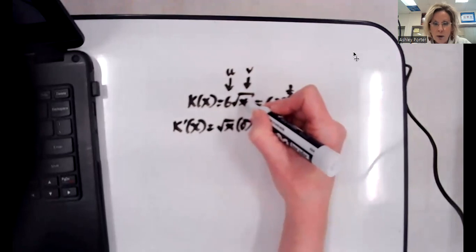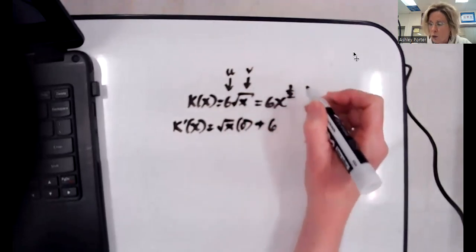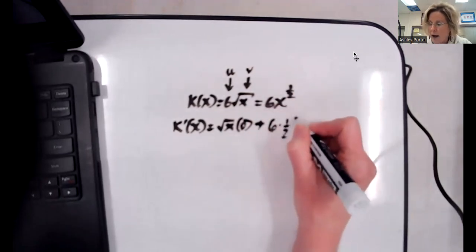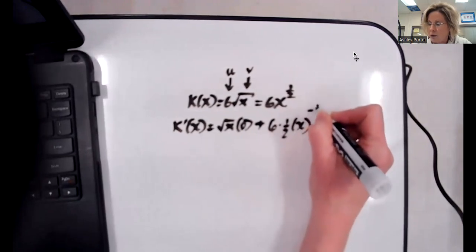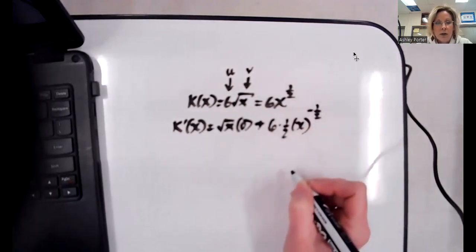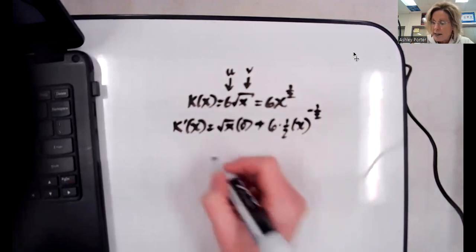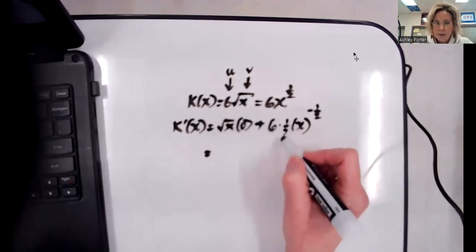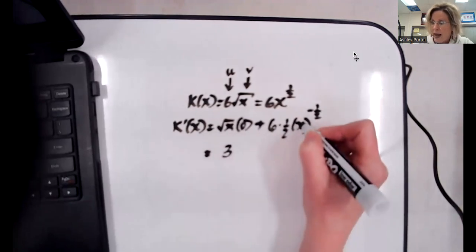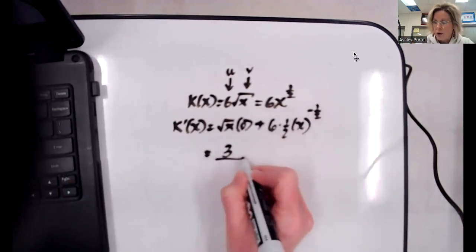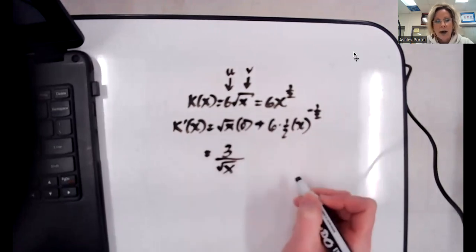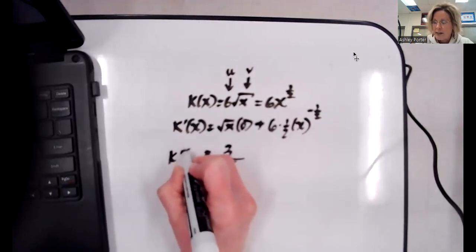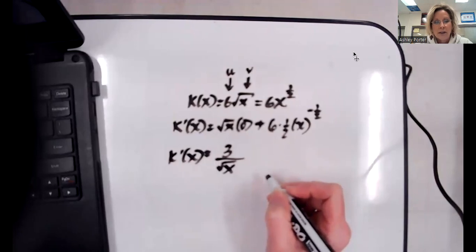The derivative of square root of x, or the derivative of x to the 1/2, is 1/2 x to the negative 1/2 power. Parentheses not necessary there. So let's clean up. Square root of x times 0 zeros out. 6 times 1/2 is 3. X to the negative 1/2 is 1 over x to the 1/2, or 1 over square root of x. So k prime of x is 3 over square root of x.